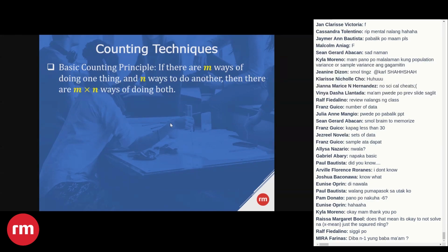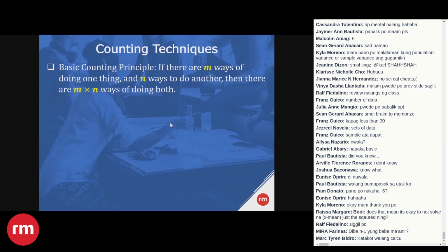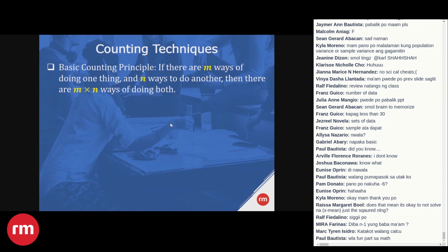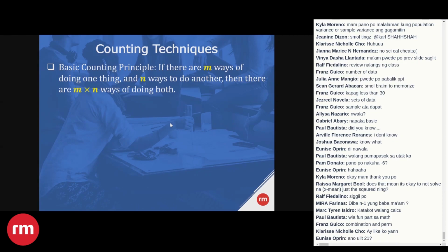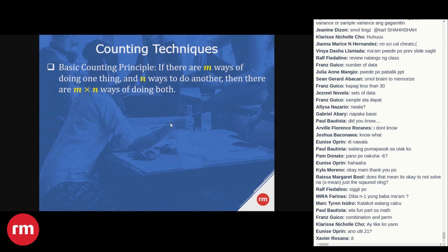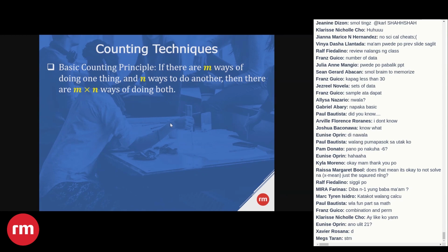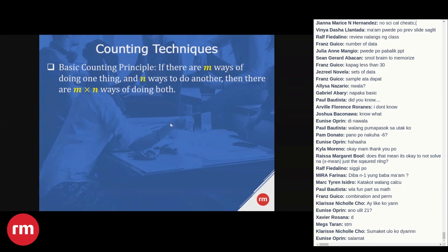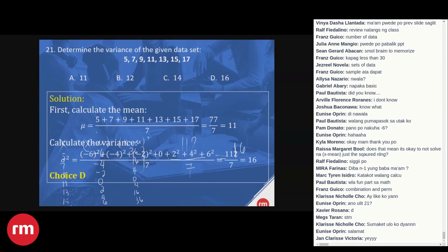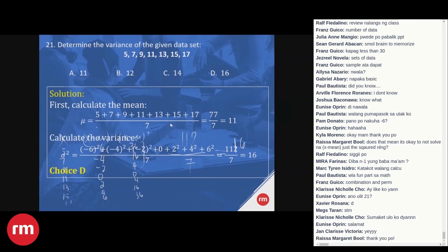Yes, it's okay not to compute for x minus mean. Just get the square right away. It's okay. N minus 1 yung nasa baba if you're solving for the sample variance. But as I've said, if it's not indicated that the data is coming from a sample, it's assumed that it's a population data. So that's why the denominator is N, capital N. Number 21 is D.